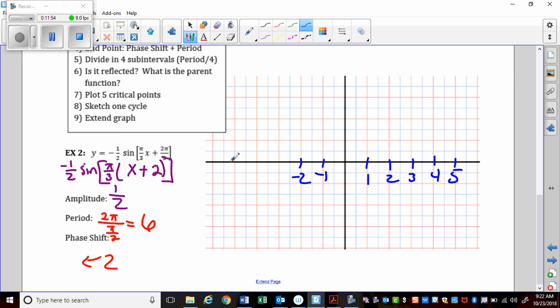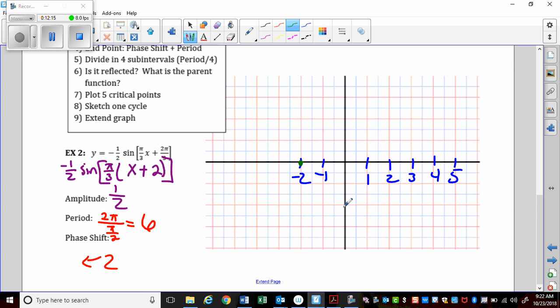Okay, so usually sine starts at the origin and then goes up. But this one is being shifted. We're going to shift it to the left 2, 1, 2. So sine is going to start right here. And since it's -1/2, we're going to go down first instead of up.